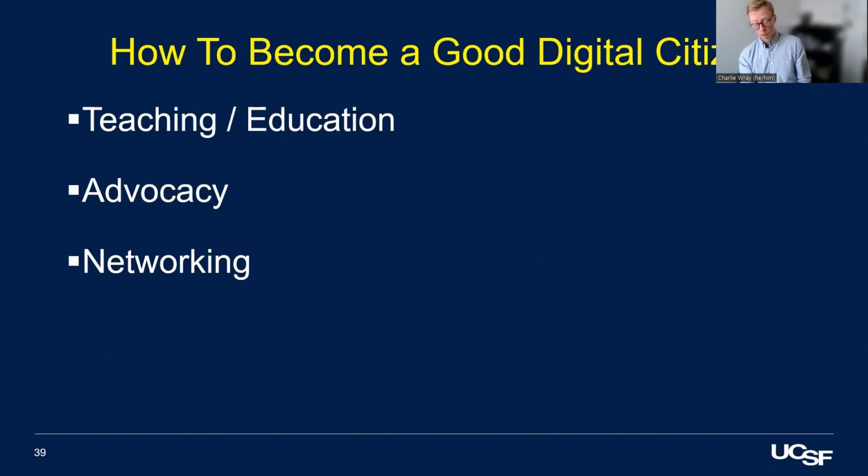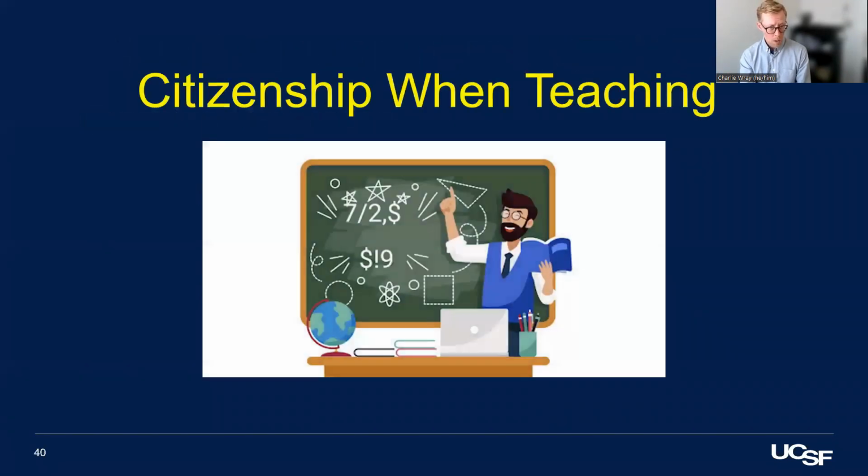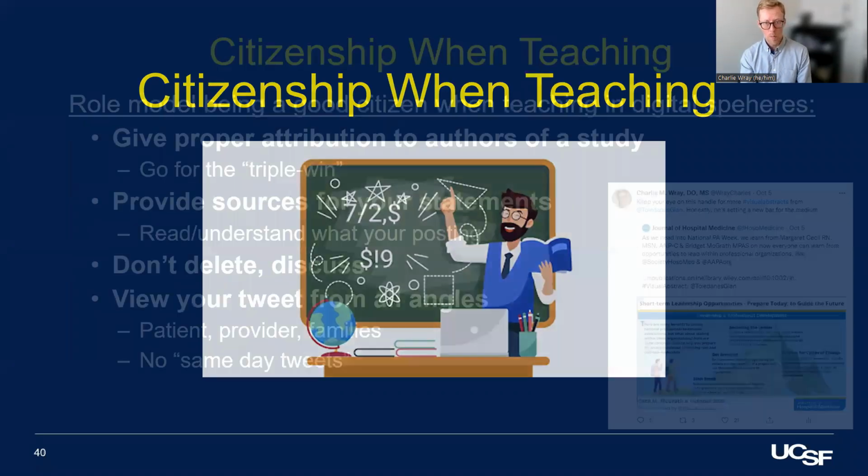So how to be a good digital citizen. We're going to do this in three parts: teaching and education, advocacy, and networking. Why did I choose these three parts? Because I think this is the main reason why people enter into social media. People are there to learn and share, and that's the teaching aspect. People are there to advocate and stand up for things that are important to them. And finally, in our world in academia, networking is so incredibly important, and a lot of people step into it for those reasons and then stick around for those reasons as well. So let's jump in. Citizenship when you're being an educator.